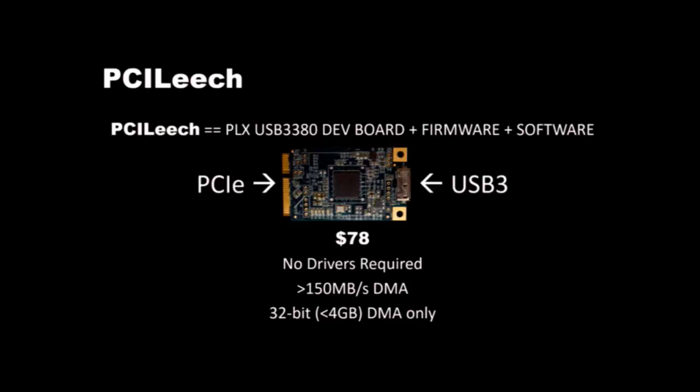And with this piece of hardware, I'm able to get well over 150 megabytes per second DMA transfer speeds. Unfortunately, this chip is only capable of 32-bit addressing, and that means that we're only able to access the lower 4 gigabytes of memory with this card. As we'll see later on, that's not really a problem in practice.